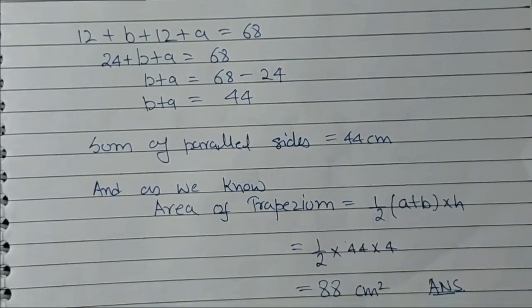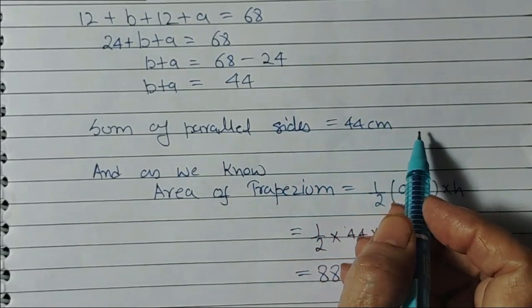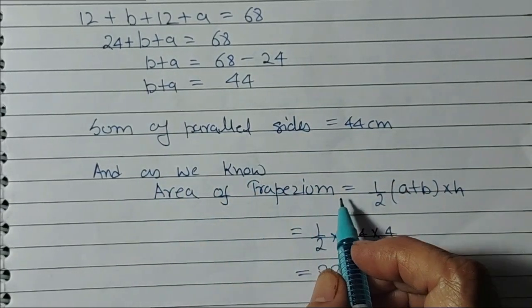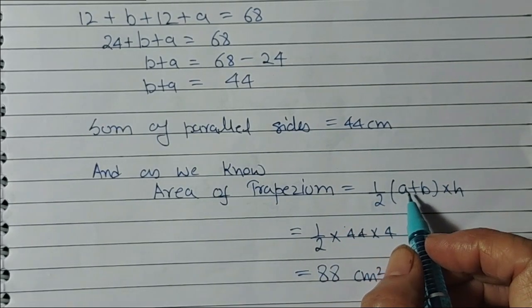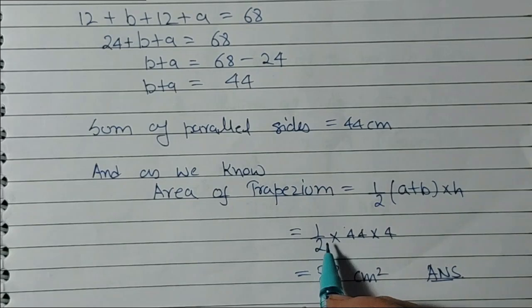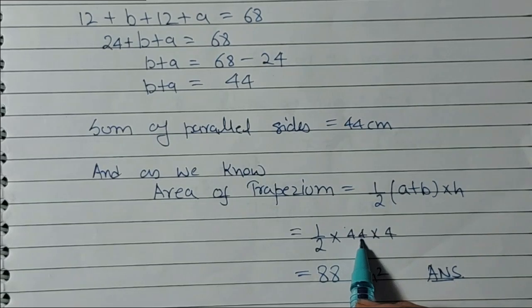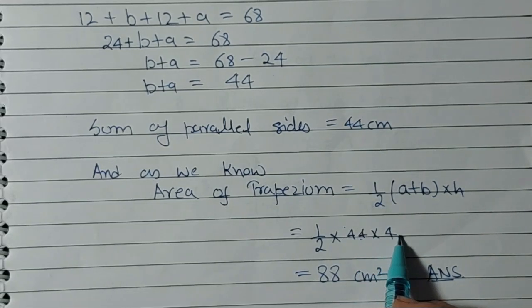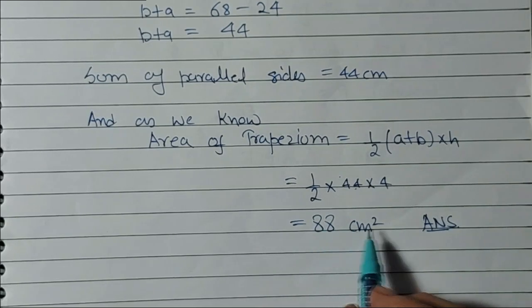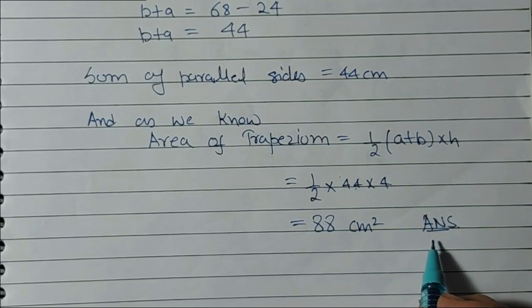So the sum of parallel sides is 44 centimeter. And as we know, the area of trapezium is equal to half into sum of parallel sides into h. So we have calculated this, we will apply the values in this formula. It is half into 44 into 4, which is given. Final answer is 88 centimeter square. So this is the area of the trapezium, it is our answer.